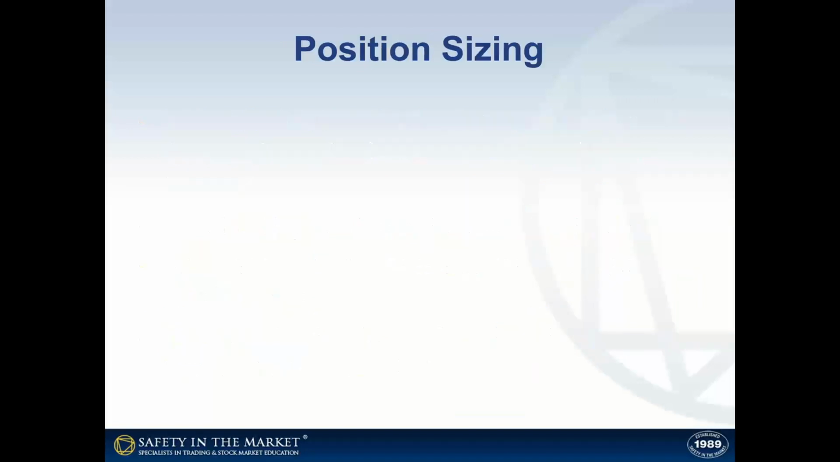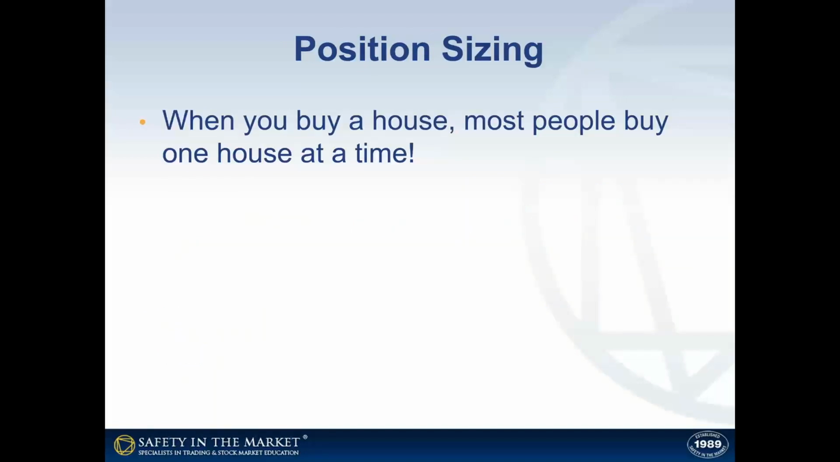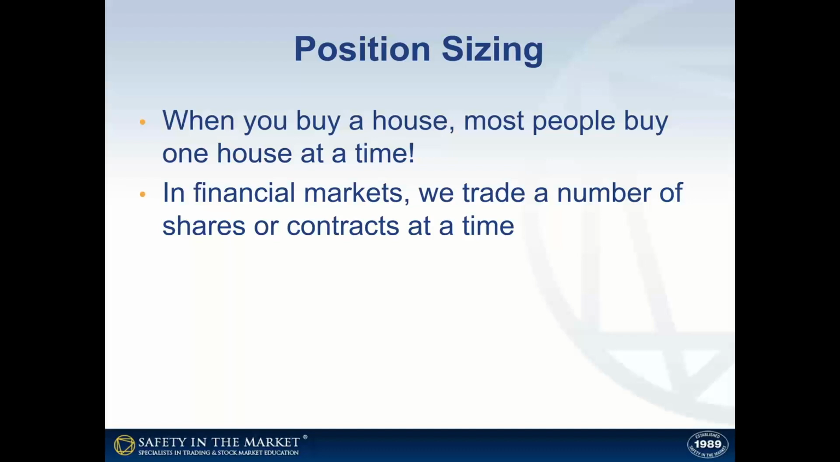So let's talk about position sizing now. When you buy a house, most people buy one house at a time. I think we're all pretty familiar with that. In financial markets, we trade a number of shares at a time or a number of contracts at a time, or in our case in FX trading, we're trading a set unit at a time. So we might be trading $150,000 of the currency pair. We might trade 175,000 or 350 million of that pair. But there's going to be a position size.